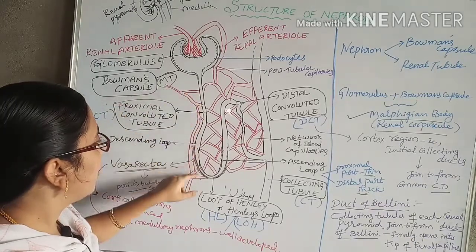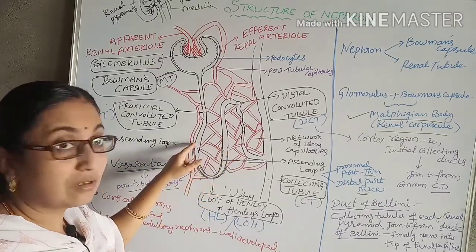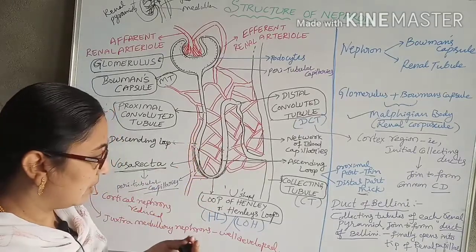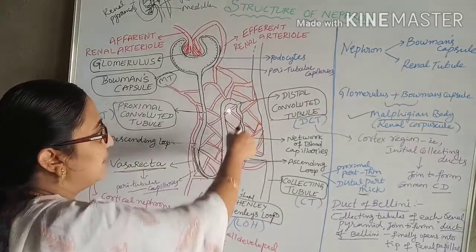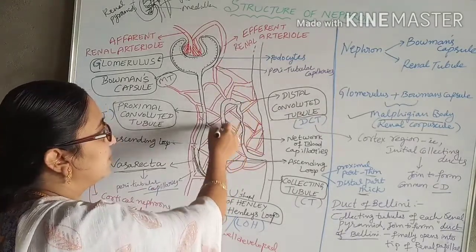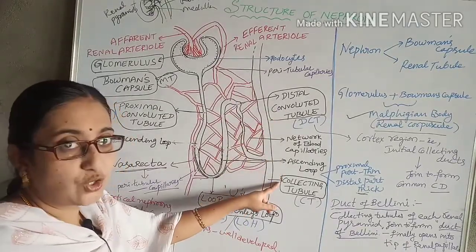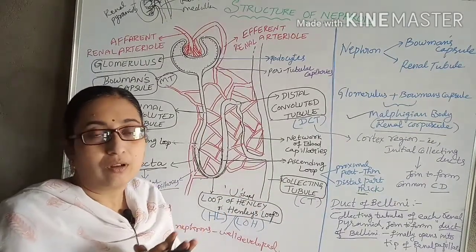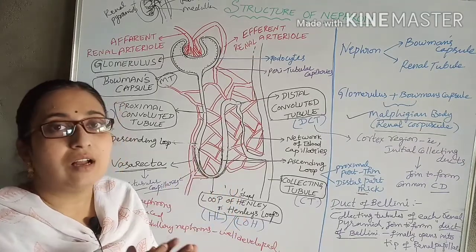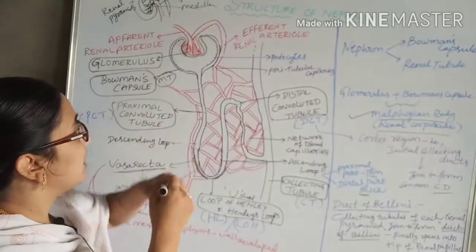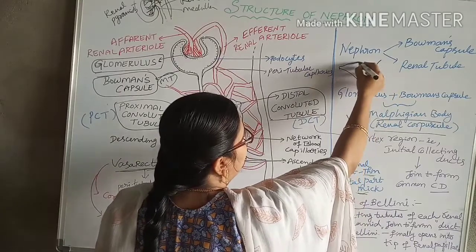From here the proximal convoluted tubule will form. From there, the U-shaped Henle's loop. The urine enters into the U-shaped Henle's loop, which is richly supplied with blood capillaries, and from here it enters into the distal convoluted tubule. From here it enters into the collecting tubule. The collecting tubules of all the nephrons are collected at the renal pyramid region. Renal pyramid, so that you know the structure. I will draw only one pyramid.